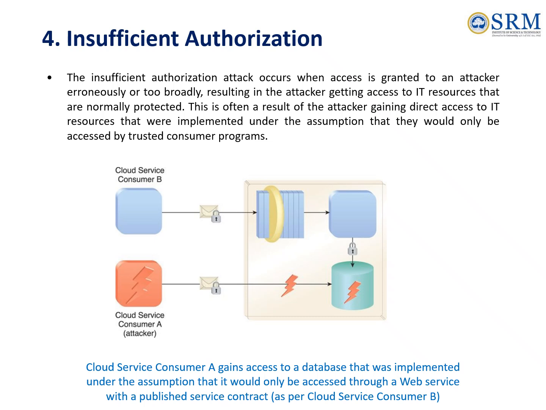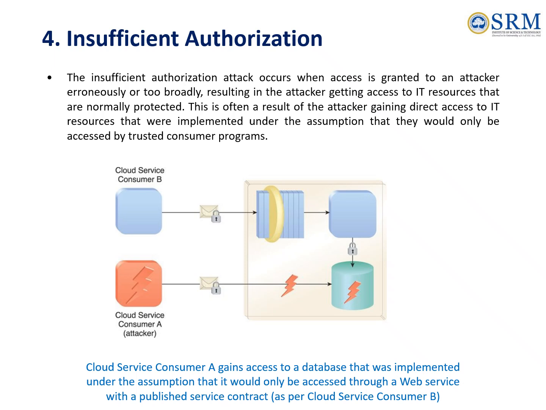Similarly, in cloud computing, some applications or databases are designed assuming that only trusted users or programs will access them. But if attackers bypass access restrictions, they may directly access protected cloud resources. Now, look at the diagram shown in the slide. Cloud service consumer A directly accessed the database even though the database was originally intended to be accessed only through a secure web service used by cloud service consumer B. This means the attacker bypasses the intended access path and gains unauthorized access to sensitive information.